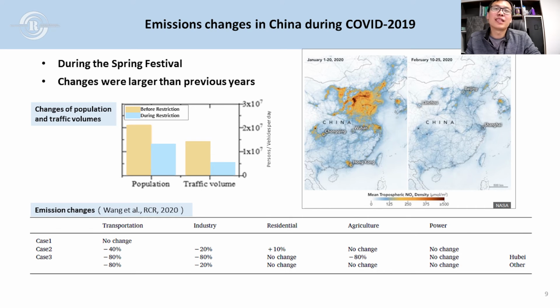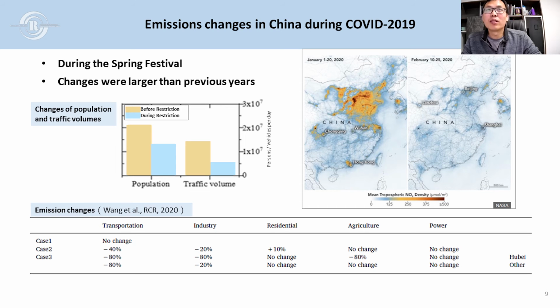So we have set up 3 cases. In case 1, we assume there's no change of emissions, so that is the base case. For case 2, we have a medium level of changes of air pollutants. So in the whole country of China, transportation was reduced by 40%, industrial by 20%. However, because people stayed at home, residential related activity actually increased by 10%, while there's no change in agriculture and power supply.